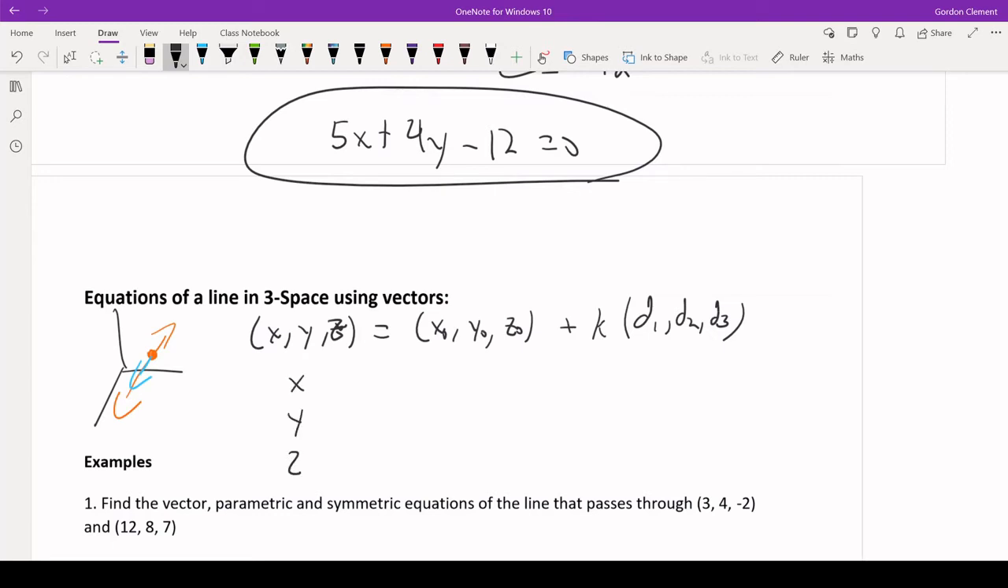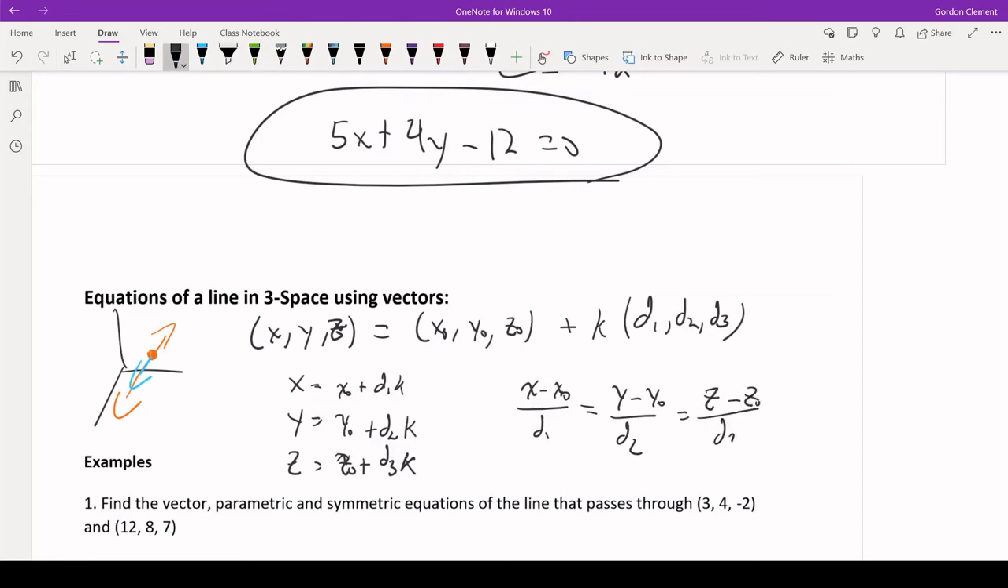You end up with now 3 parametric equations, x0 plus k times d1, y0, I think I was writing that in the other way, d1k plus d2k, z0 plus d3k, something like that. And then the symmetric equations are the exact same idea, but you end up with 3 of them. So you set them all equal to k and set them all then equal to each other. So that's the symmetric equations in 3D. Again, k is a real number. So you got your vector, your parametrics, and your symmetric.